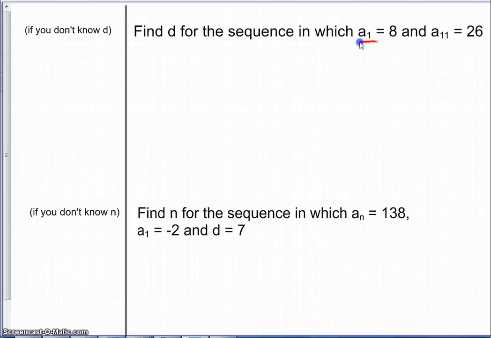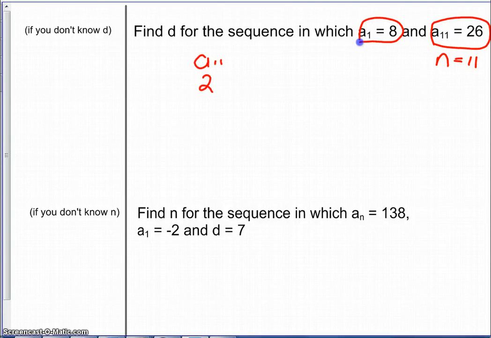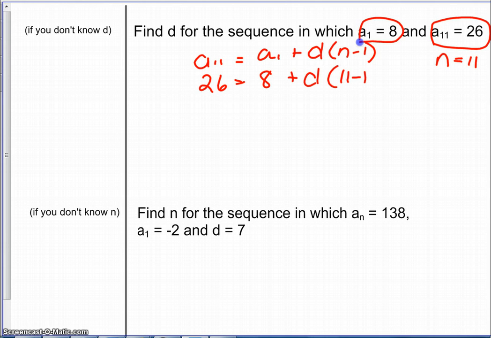All right, so find d for this sequence. We have our a sub 1. We have our a sub 11. That means our n must equal 11. We have to find our d. Well, our formula is that the last term, our a sub 11, equals our first term, our a sub 1, plus d. We don't know what d is, but then times n minus 1, times 11 minus 1. So our problem here is 8 plus really 10d. We can subtract 8 from both sides.